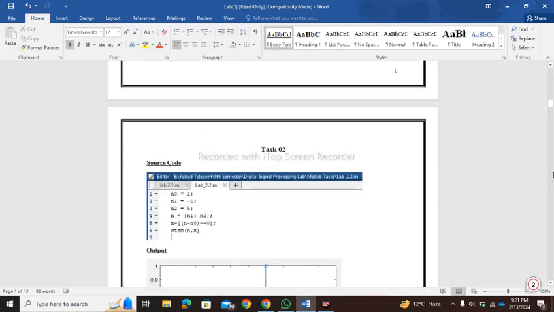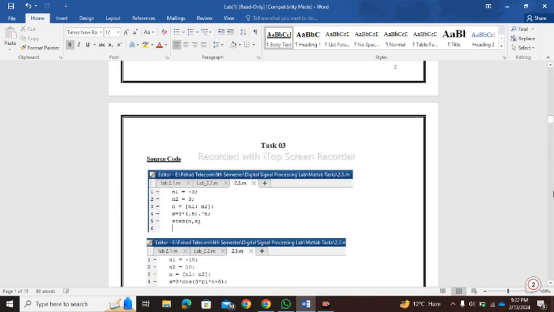Next, Task 2, in which our signal starts from 0 and ends at 10, and we have two conditions: n greater than 0 and n minus 1 greater than or equal to 0. So in the output we can see that it will give us the amplitude of n equal to 0 to 10. In Task 3, our signals have limits from -3 to +3, so we put different values of n in our functions. We will get different amplitudes.